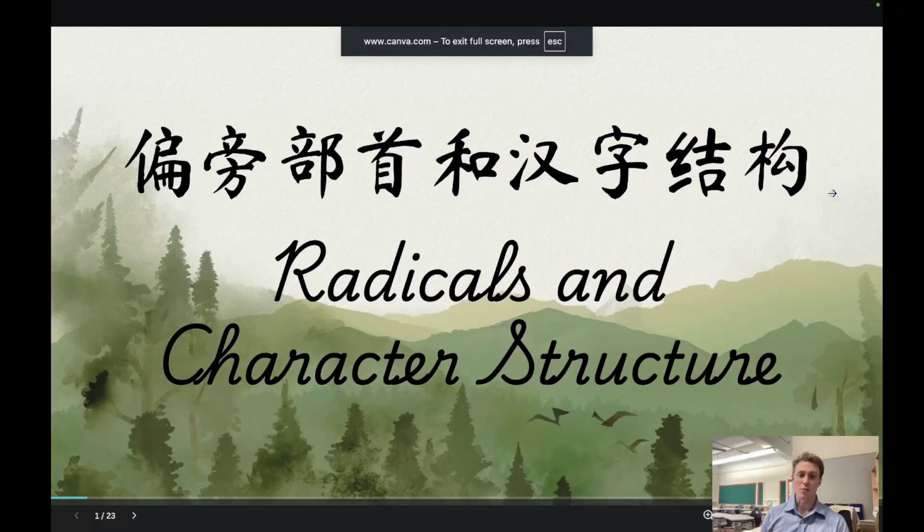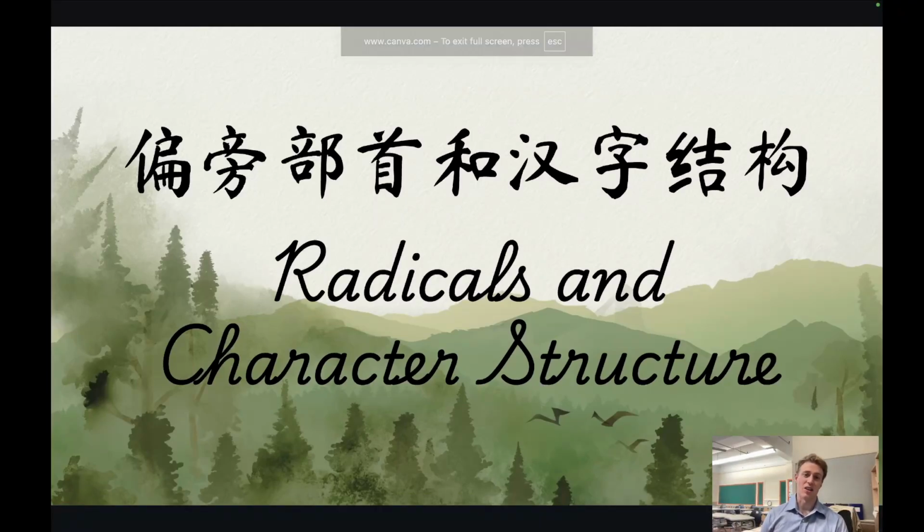Okay, so today we're going to be talking about something that makes it a lot easier to remember characters as well as to analyze them and maybe even figure out what they mean. So we're going to be talking about 偏旁部首 and 汉字结构, or radicals and Chinese character structures.